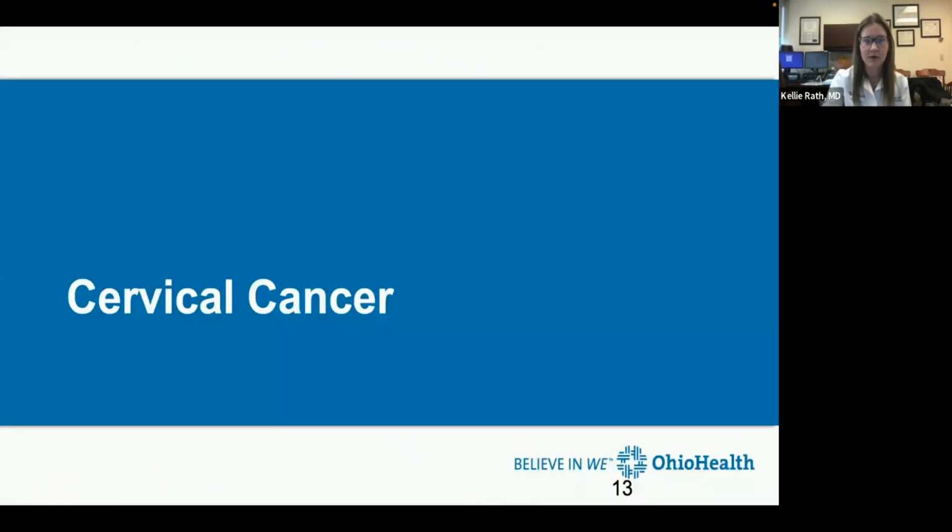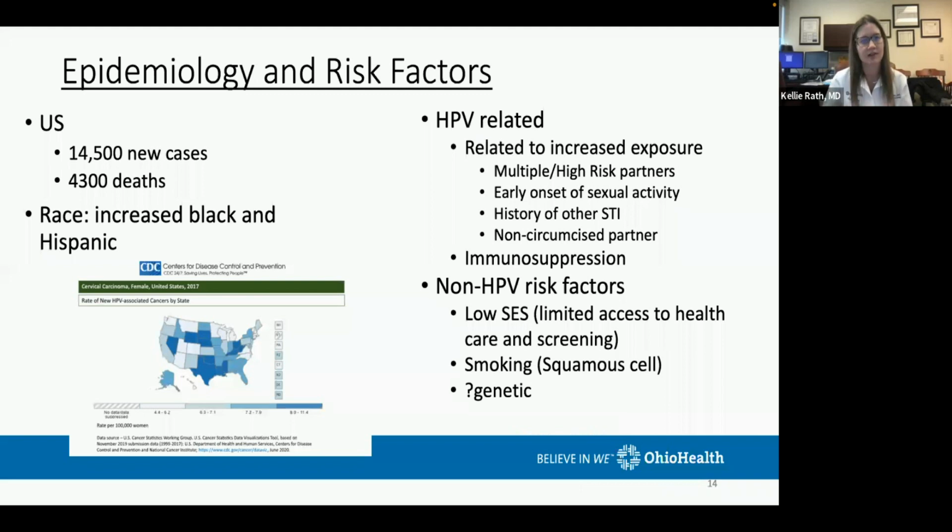So let's talk a little bit more about cervical cancer. Cervical cancer, I think, is the cancer that most of us most commonly associate with HPV infection. We know that about 14,000 new cases are diagnosed each year with about 4,300 deaths. If you look at the chart in the bottom left of my screen, you can see that Ohio is dark blue. That means that we have one of the highest rates of cervical cancer in the country. So dark blue is not good, and that means that we have a lot of work to do.